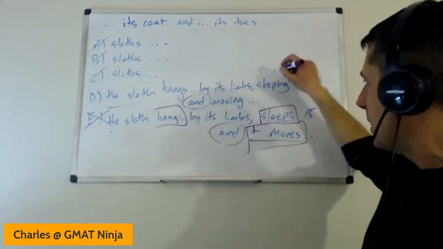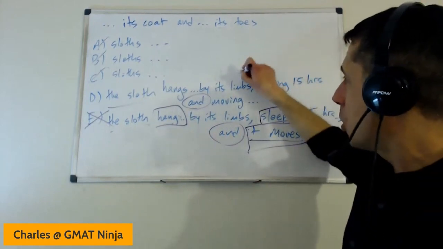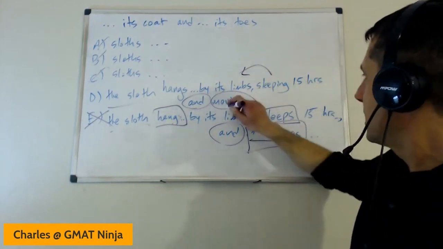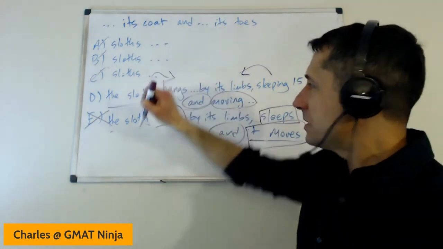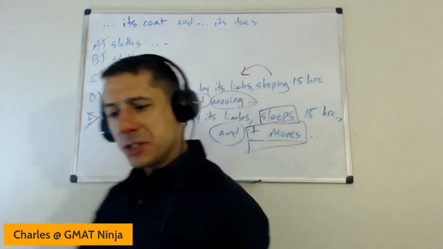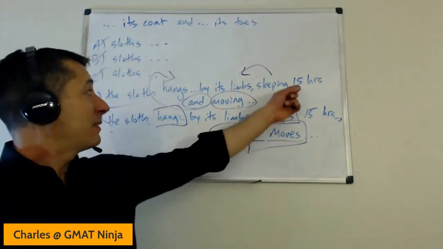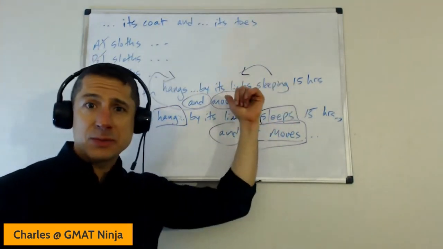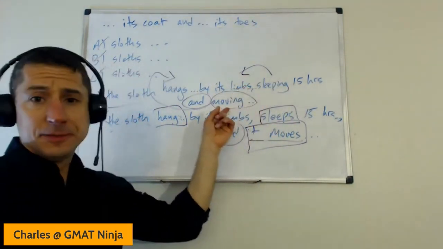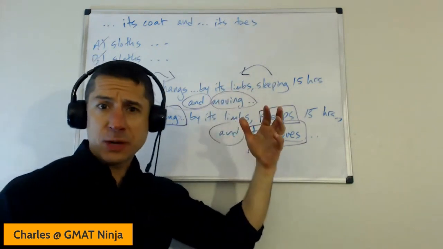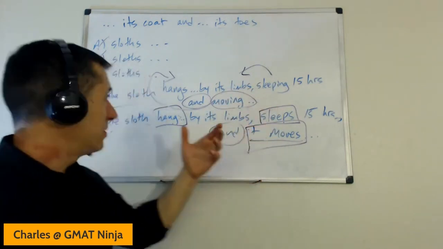So the sloth hangs by its limbs, its long rubbery limbs, sleeping 15 hours a day and moving. Well, this is just modifying that whole phrase. What's it doing as it hangs from trees by its long rubbery limbs? Sleeping 15 hours a day. That's describing what it does when it hangs from its long rubbery limbs. And it moves so infrequently that algae grows on its toes.